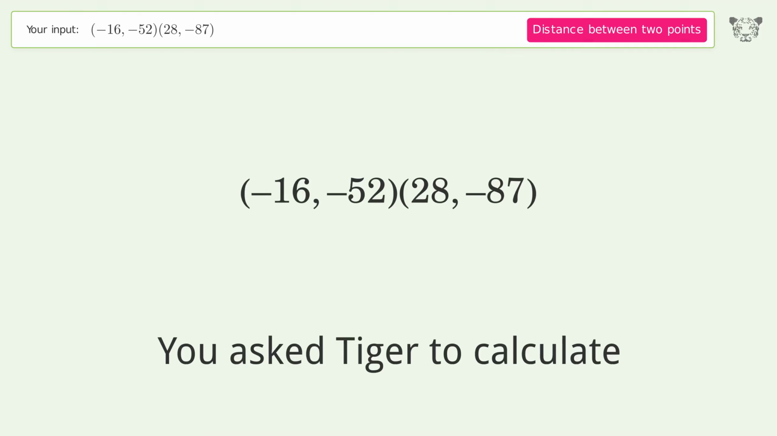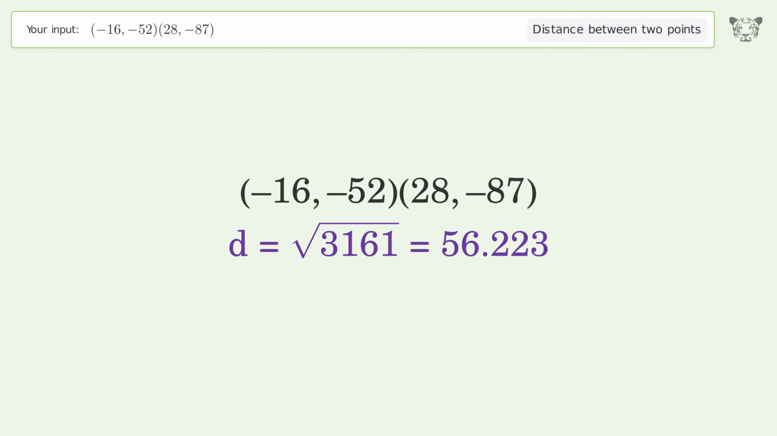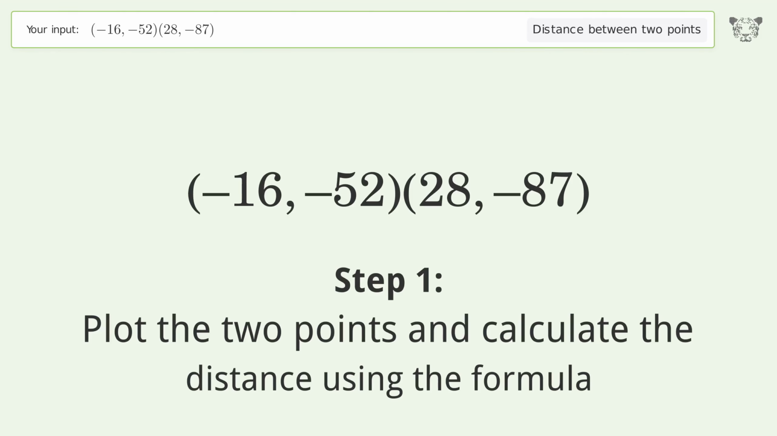You ask Tiger to calculate. This deals with the distance between 2 points. The distance between the 2 points is the square root of 3,161, or 56.223. Let's solve it step by step. Plot the 2 points and calculate the distance using the formula.